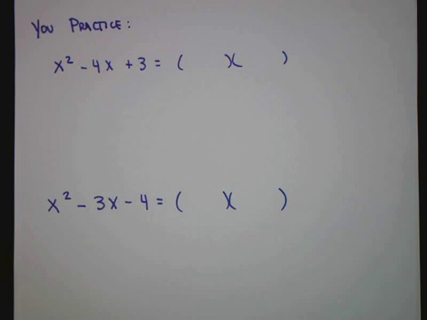And two more practice problems for you to do. X squared minus 4x plus 3. Please do draw out your area model for this. And x squared minus 3x minus 4. Again, please do draw out your area model for this. We'll go through these together in class.